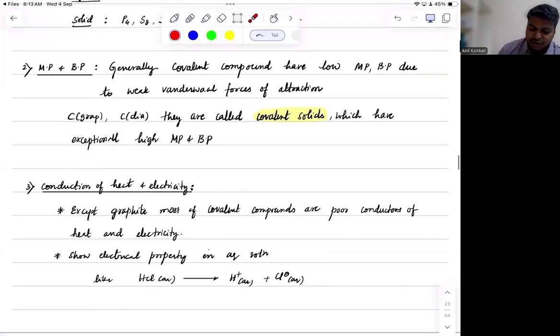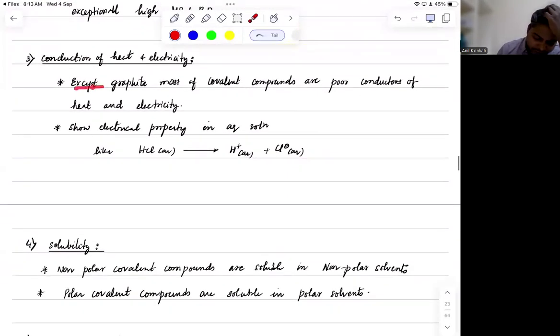Gaseous, these are the typical gases, these are typical liquids and solids here. Melting point and boiling point: generally covalent compounds will have low melting and boiling points, due to van der Waals interactions. Graphite and diamond will have exceptionally high melting points because of their covalent bonding itself. They do not have any van der Waals. The molecule itself is a giant molecule. So exceptionally high boiling and melting points are observed. Except graphite, most covalent compounds are poor conductors of heat and electricity. HCl will show the electrical property in aqueous solution.